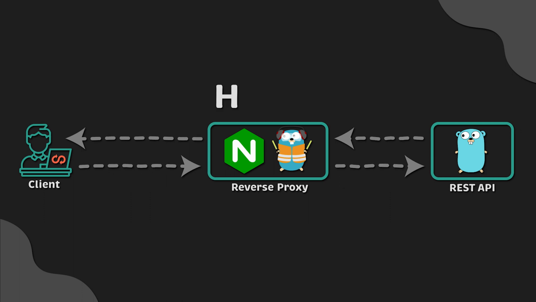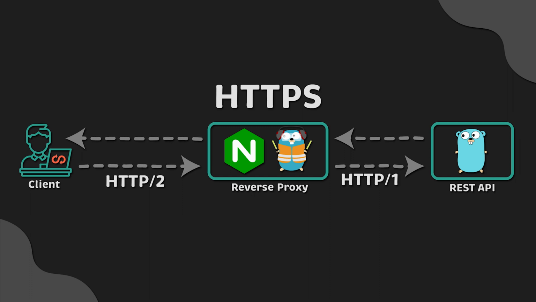Next, when we use HTTPS from the client, we can actually upgrade HTTP/1 to the HTTP/2 protocol. HTTP/2 is almost always established using the secure HTTPS protocol. Then the proxy terminates the HTTPS, decrypts the payload, and sends it to the application as an unencrypted message using HTTP/1 protocol.